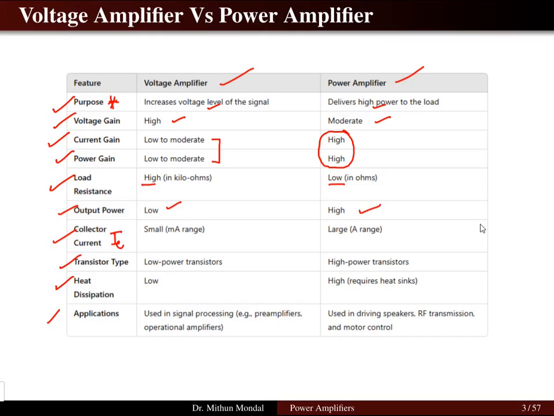The collector current is small, usually in the milliampere range, in the voltage amplifier, but in the power amplifier it is large, in the ampere range. So the voltage amplifiers are basically low power transistors, whereas power amplifiers are basically high power transistors. Heat dissipation will be low because the current is less, whereas when the current is high, heat dissipation will be high and it will require a heat sink for cooling. The voltage amplifier is used in signal processing as a pre-amplifier or operational amplifier, whereas the power amplifier is used in driving speakers, radio frequency transmission lines, and motor control.